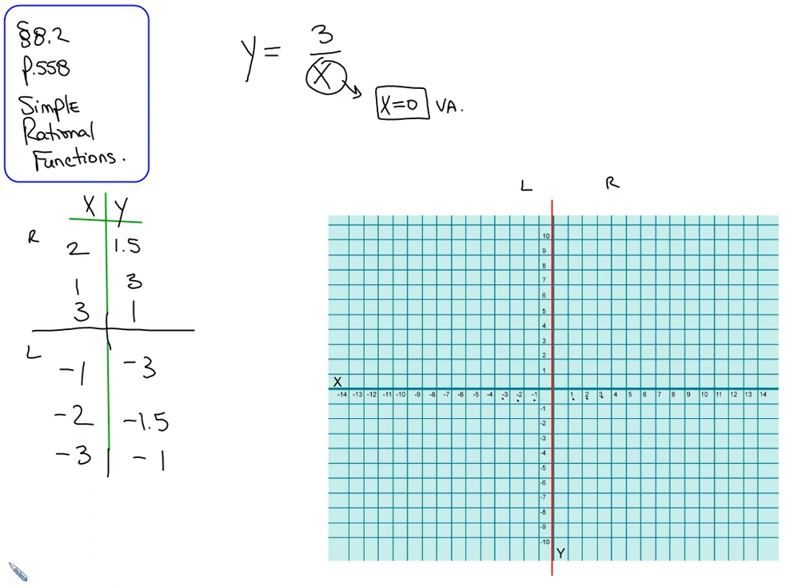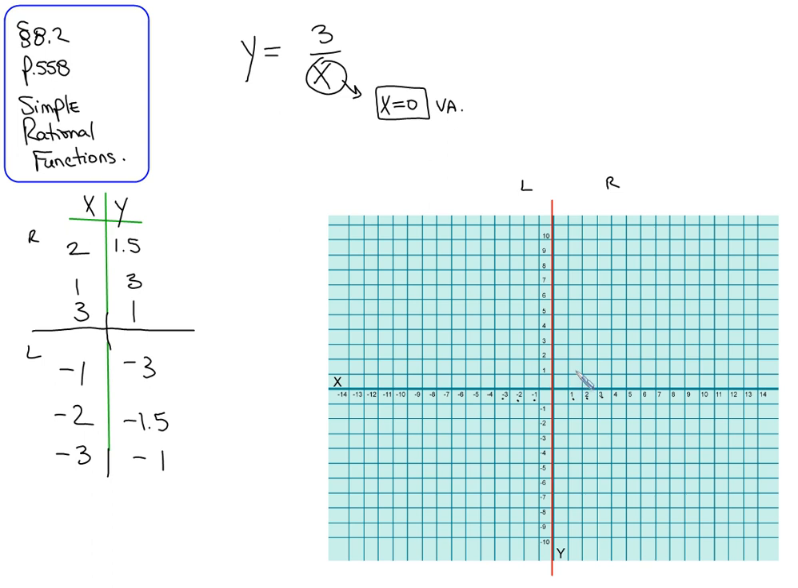Now, I'm not always going to use 1, 2, 3, -1, -2, -3. I'm going to use the first 3 points to the right of the asymptote and the first 3 points to the left of the asymptote. Does that make sense to everybody? That's how you pick your values for the t-chart. The asymptote will determine what you plug in.